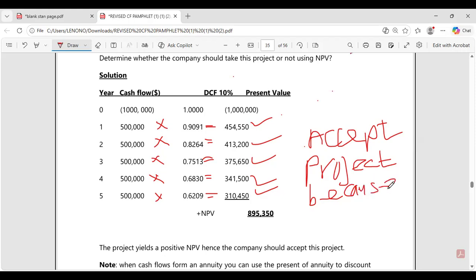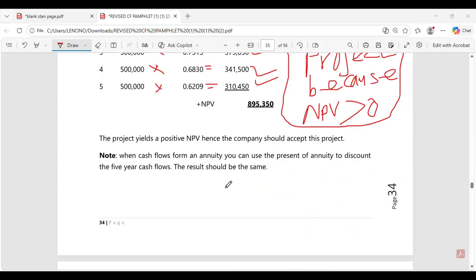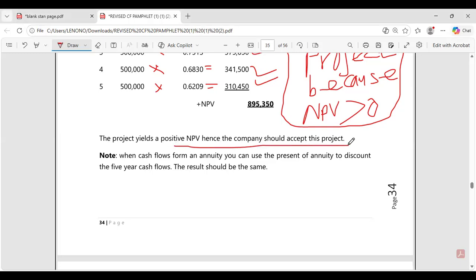Okay, NPV is greater than 0. All right, is that clear? Yes, sir. What about the rest? It's clear. Clear on my part. All right, so that is NPV. So the project with a positive NPV, hence the company should accept this project.